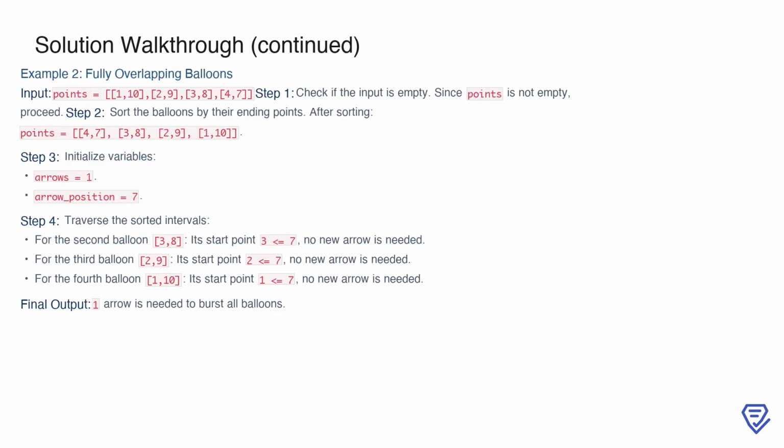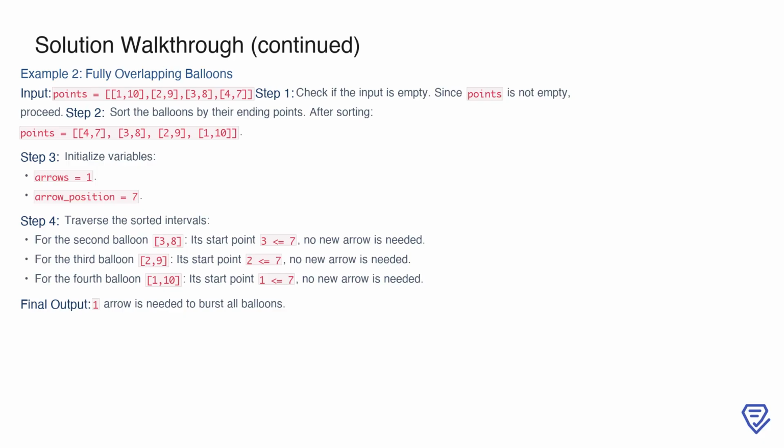The input intervals are [1,10], [2,9], [3,8], [4,7]. Again, we start by checking if the input is empty, and since it's not, we proceed. Sorting these intervals by their ending points results in [4,7], [3,8], [2,9], [1,10]. This ensures we can burst as many balloons as possible with the minimum number of arrows. We initialize our variables: one arrow, placed at the end of the first balloon, which is position 7.